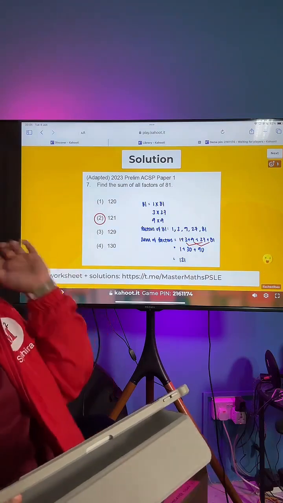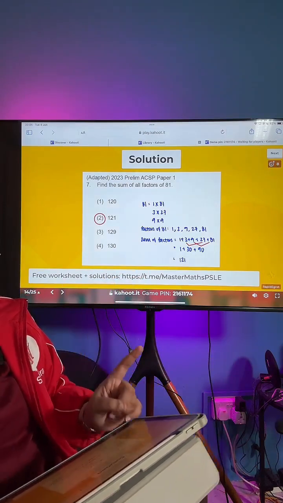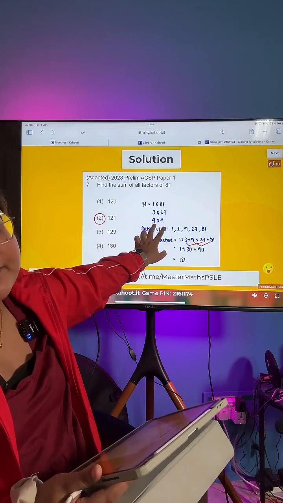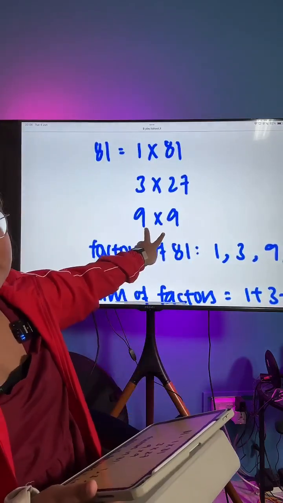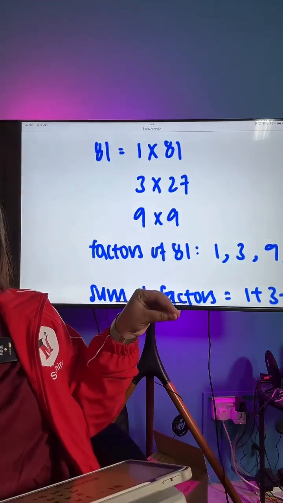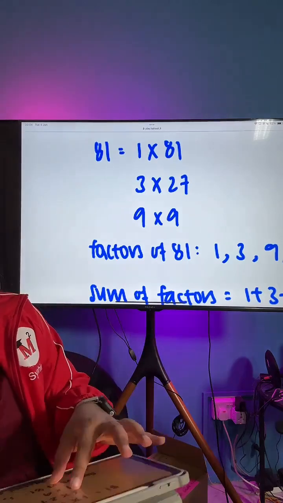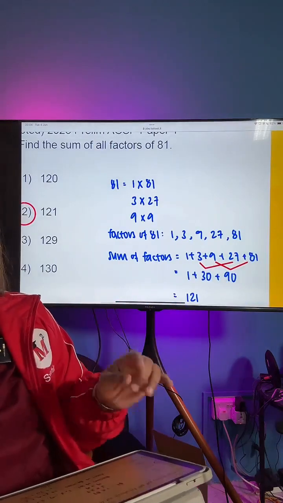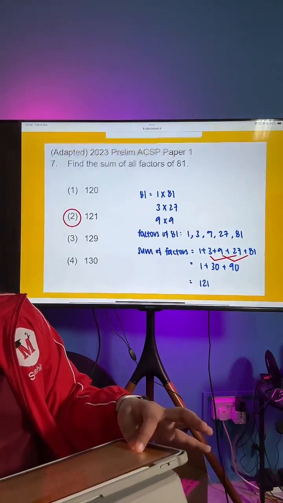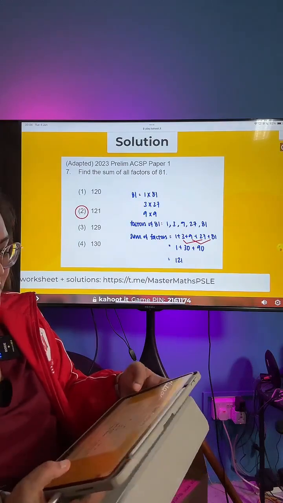Okay, question number 7. A lot of you got this wrong because I believe you went to add the 9 two times, just because you see double factors of 9 here. But I cannot add it twice, because 9 alone is a factor. We don't say the factors of 81 are 9 and 9. It doesn't make sense, we don't need to repeat. So we do not repeat the 9. Therefore, the answer is 121. I just list down the factors and add them all up, and we will get 121. Alright, friends?